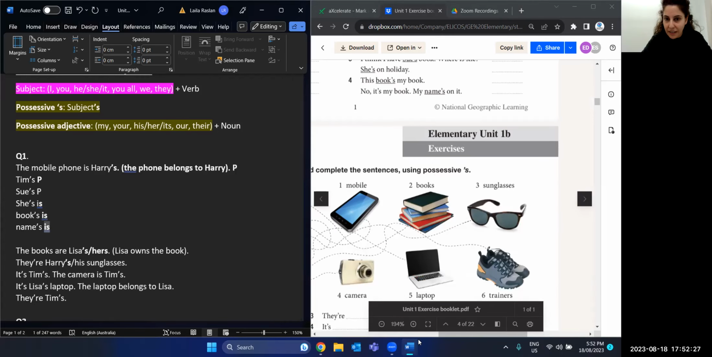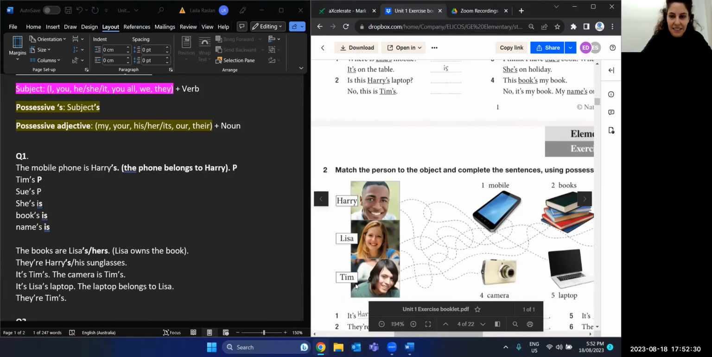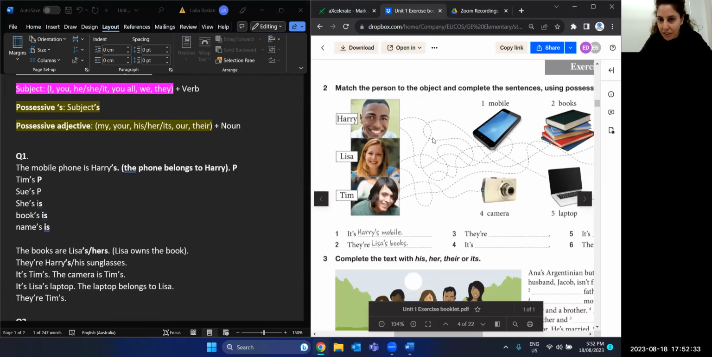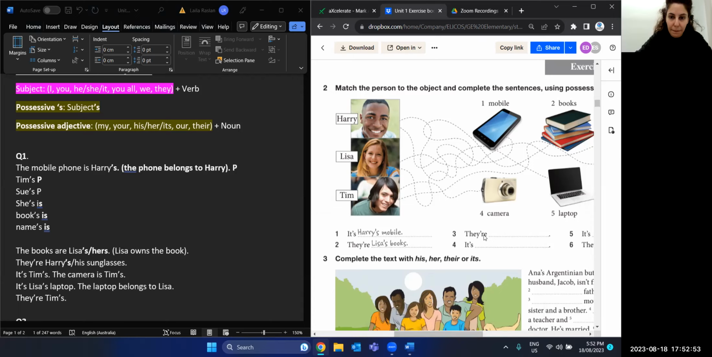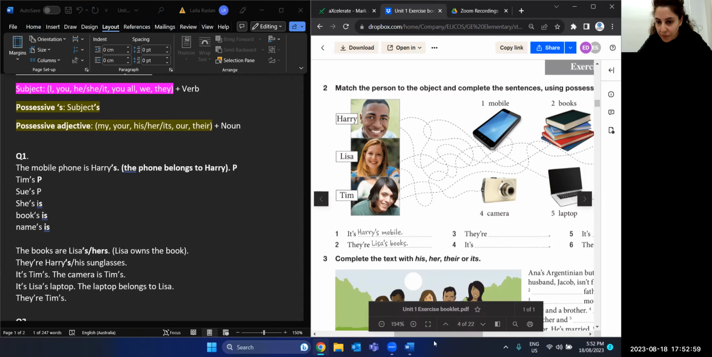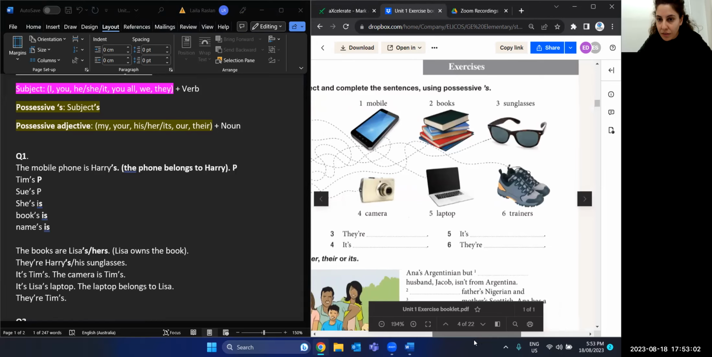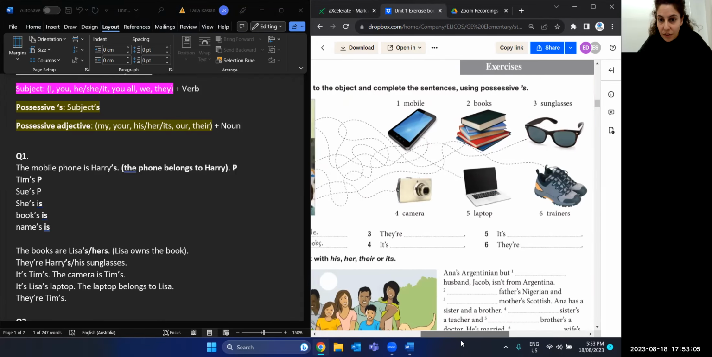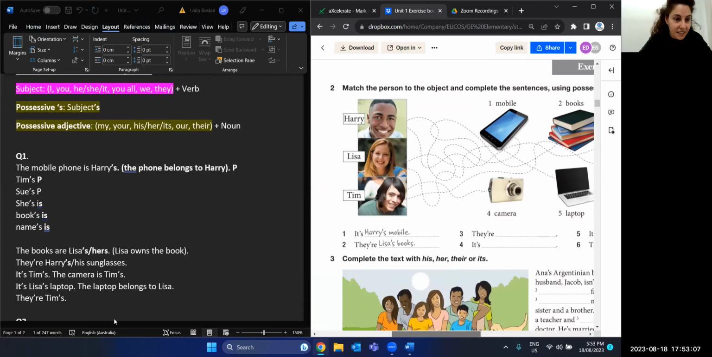Okay, next part. We've got Harry, Lisa, and Tim. So Harry, if I follow the line, he has the mobile phone. So I could say it's Harry's mobile. Number 2, they're Lisa's books, because it's plural. Number 3, they're whose? They're Harry's sunglasses.